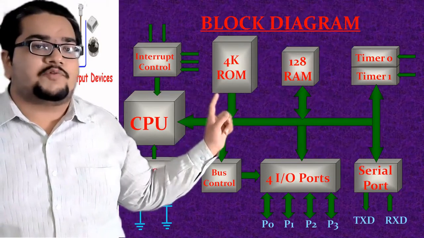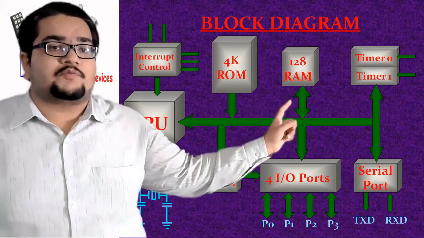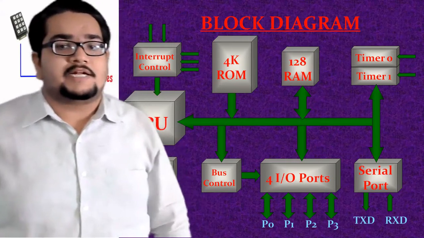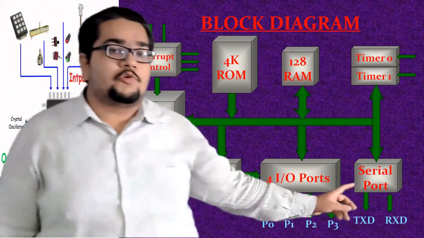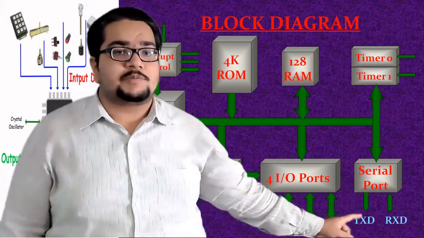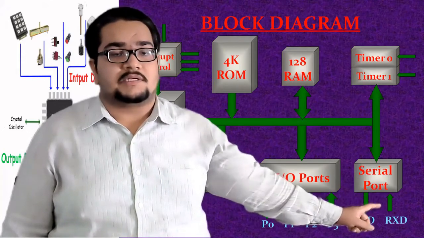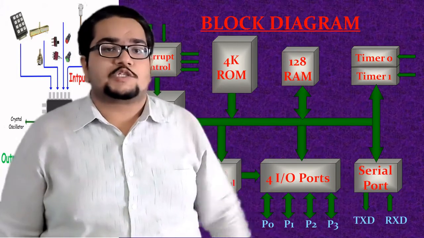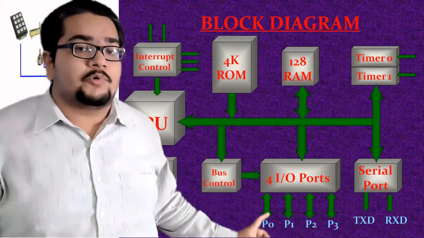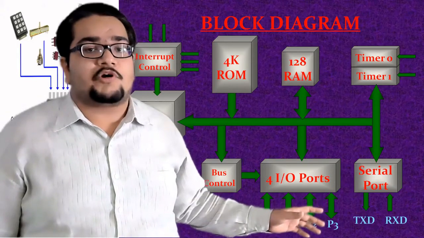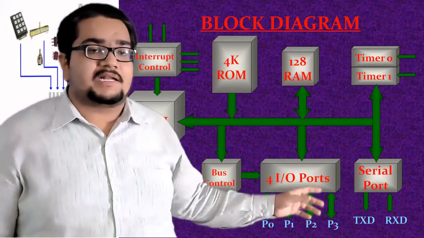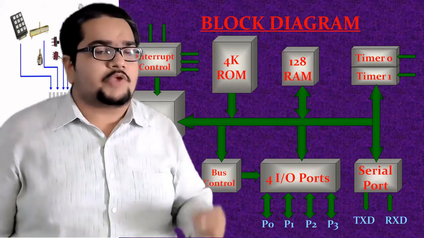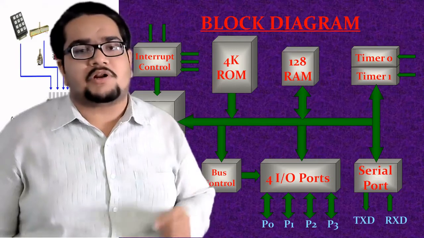And we have 4 KB of ROM, 128 bytes of RAM. And there are 2 timers, timer 0 and timer 1, on this 8051 IC. We have a full duplex serial port which contains separate transmission and reception channels. An individual independent transmission channel and a reception channel are there on the 8051 microcontroller. We have 4 IO ports. You can see they are bidirectional. And one important thing about these IO ports is that they are bit addressable. Every single pin on these ports can be addressed bitwise separately. You can make a pin an input pin or an output pin as per your choice.